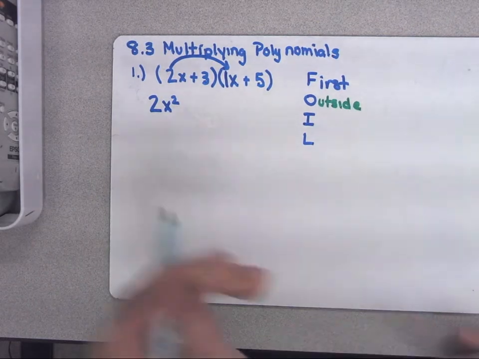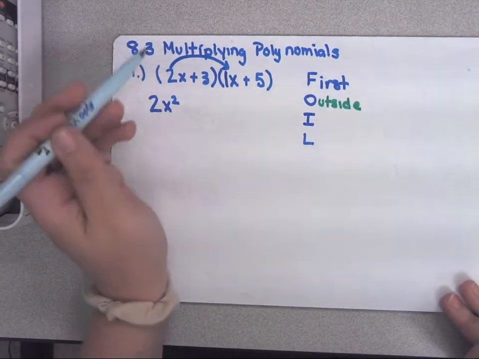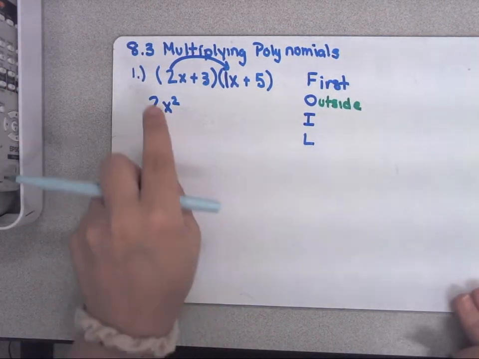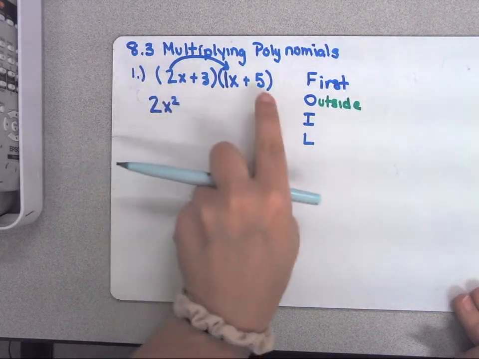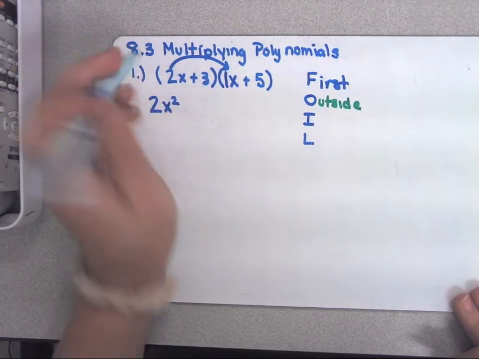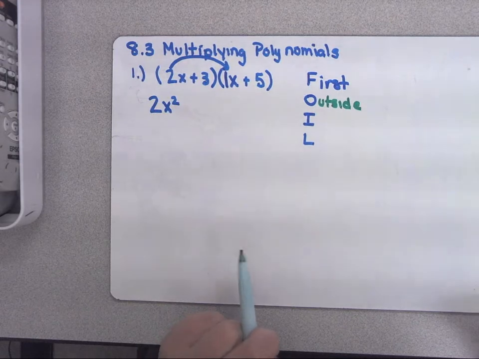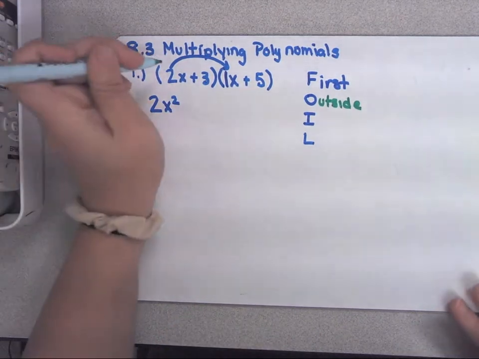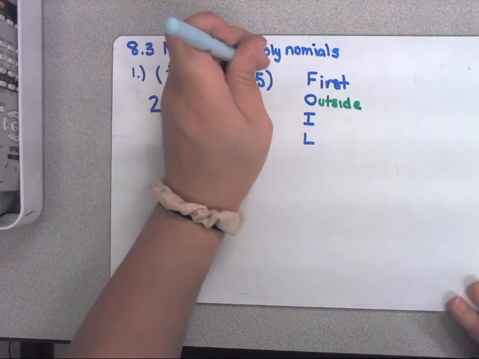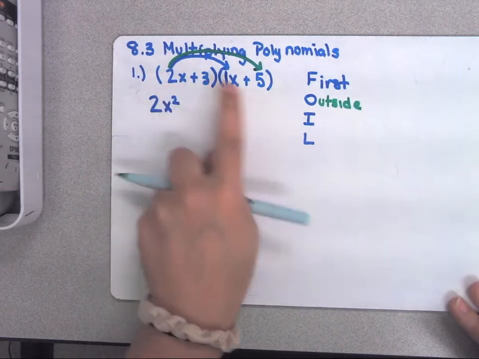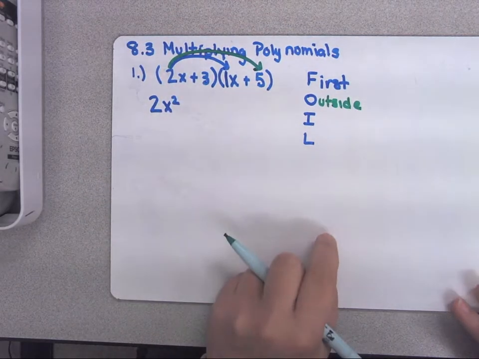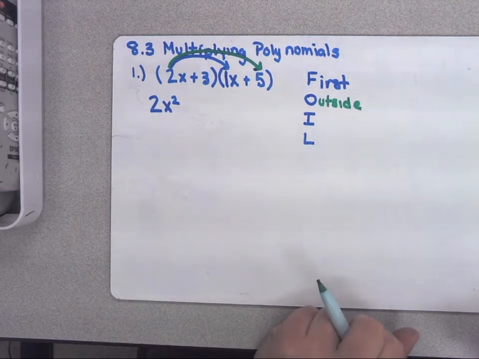Yeah, so FOIL. Outside means, if you look at the whole thing, what terms are on the outside? Not outside of the parentheses, farthest out. So the 2x and the 5 are on the outside. I just drew my stuff too close together. Usually I give myself line room.